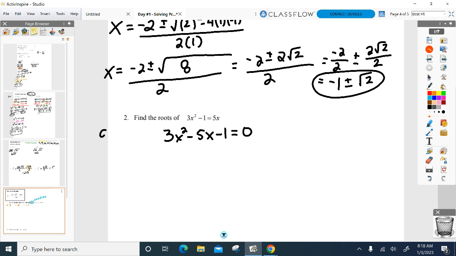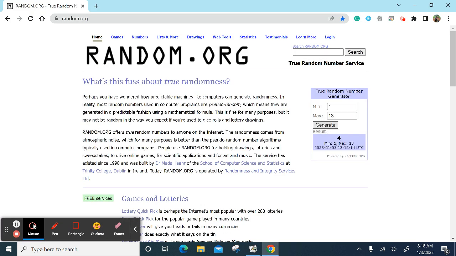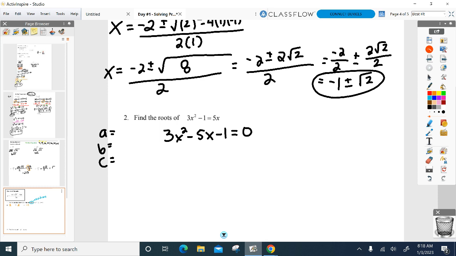All right, A, B, and C. Before I plug it in, help me out. What's my A, B, and C value? Go through all 3 of them for me. A is the number in front of x squared, remember. 3. What's my B value? -5. And my C? -1.